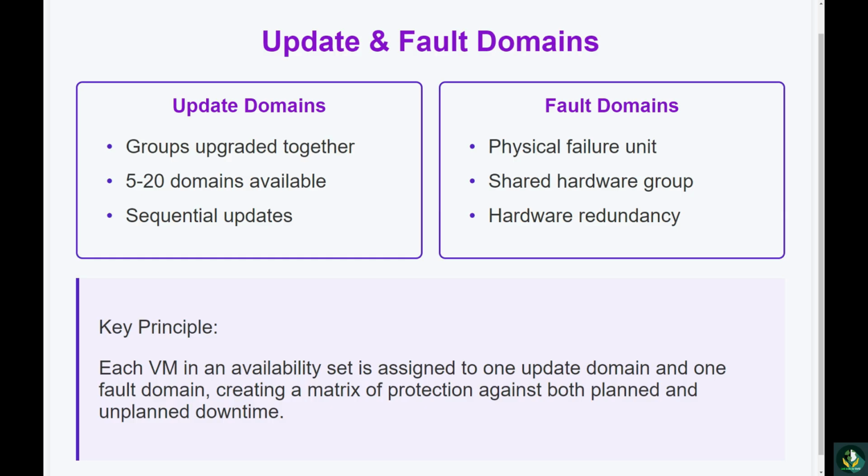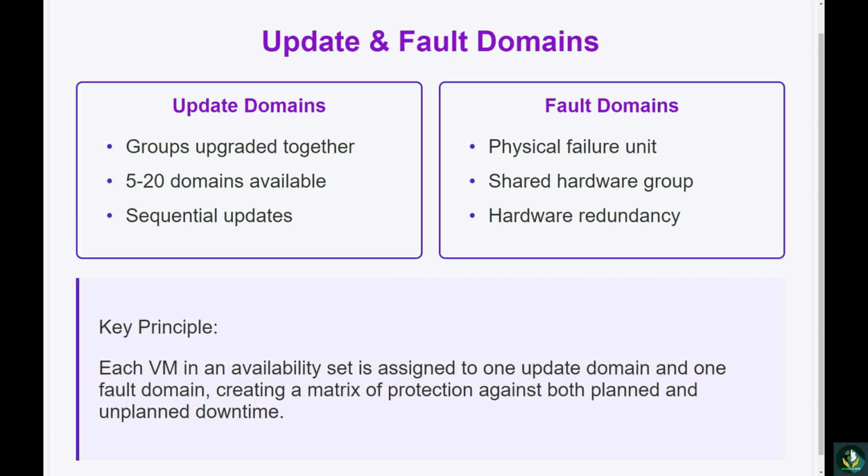Let me illustrate this with a practical example. Imagine you have a web application with 4 virtual machines, 2 web servers and 2 SQL servers. Here's how you might structure them. Web tier: Web VM1 in fault domain 1, Web VM2 in fault domain 2, both part of the Web availability set. Database tier: SQL VM1 in fault domain 1, SQL VM2 in fault domain 2, both part of the SQL availability set.